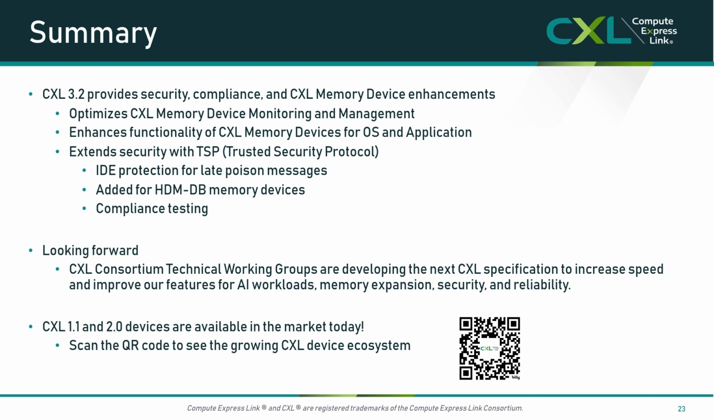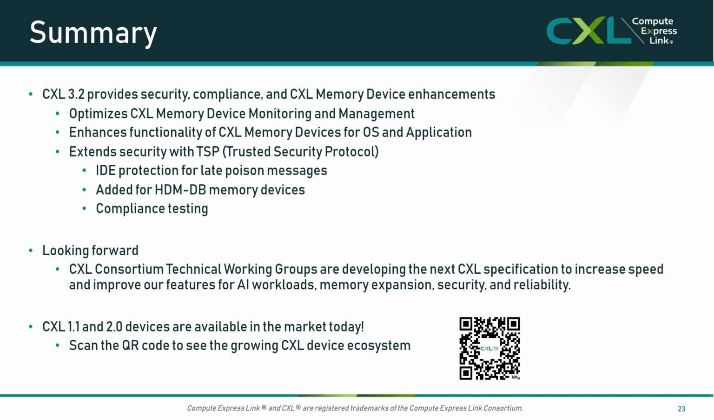Again, this is where we are, 3.2. We're not stopping there, right? As we move further, we are actively working on the next generation of the CXL spec. The key parameters we're looking at is increasing the speed, again, to maybe 2x of what we have right now. And there are other features that are improvements to AI workloads or memory expansion, as well as reliability and security. Those will be our key focus areas for the next generation, next phase release.